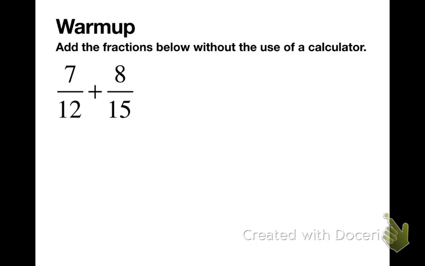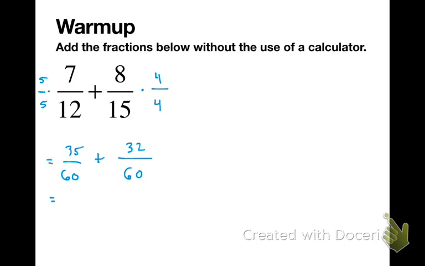The idea is to change 7/12 and 8/15 so that they have a common denominator. Well, the least common multiple of 12 and 15 is 60. And to turn 15 into 60, you'd have to multiply by 4. But now to keep this fraction balanced and maintain its original value, we have to multiply the numerator by 4 as well. Similarly here, to change 12 into 60, we'd have to multiply by 5. But again, for the same reasons, we have to multiply the numerator by 5 as well.